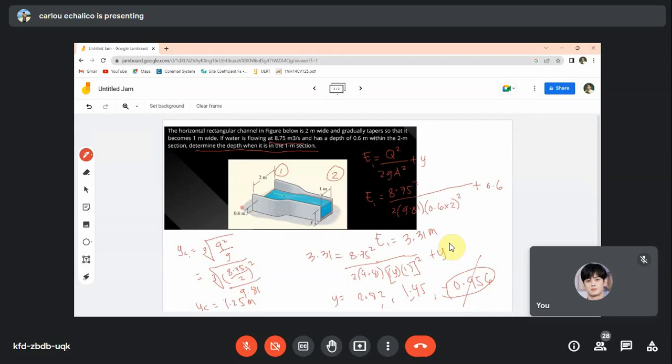So now we compare y to YC. Our y is less than YC, YC is larger. So therefore, the flow in section 1 is supercritical. So we determined that the flow in section 1 is supercritical.